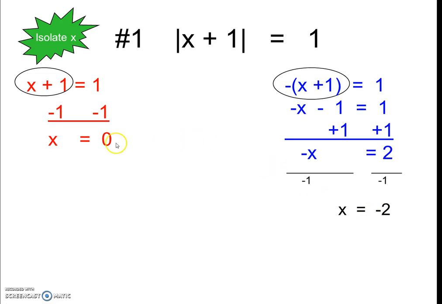And if you think about it, if I put a 0 right here, 0 plus 1 is 1, and the absolute value of 1 is 1. Oh, good. Let's take negative 2. If I put negative 2 right there, negative 2 plus 1 is negative 1, and the absolute value of negative 1 is 1. Oh, good. We did good.